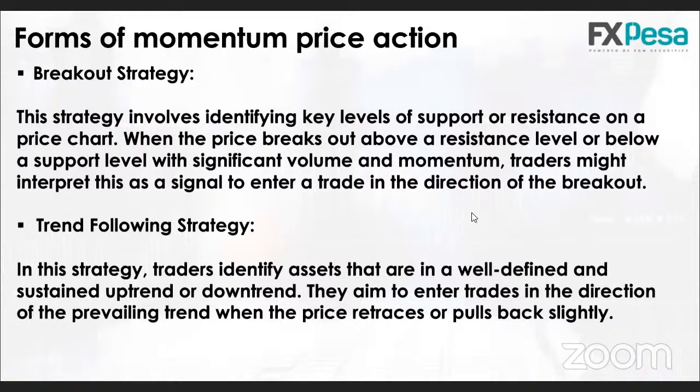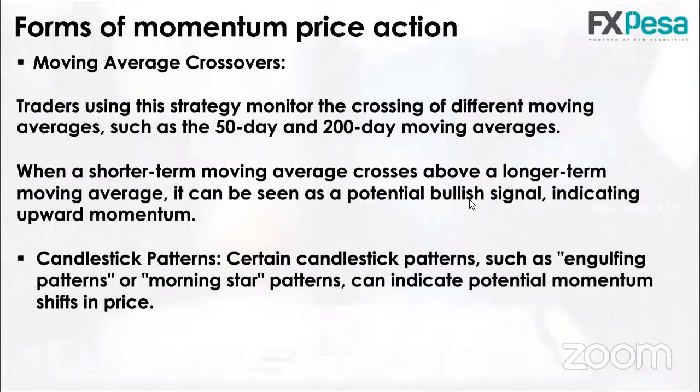The other is moving average crossovers. With moving average crossovers, we are focusing on utilizing a crossover of a longer period moving average and a shorter period moving average. When we find price at the point where two moving averages are crossing, we know that we can essentially take a trade. When a shorter term moving average crosses above a longer term moving average, it can be seen as a potential bullish signal.